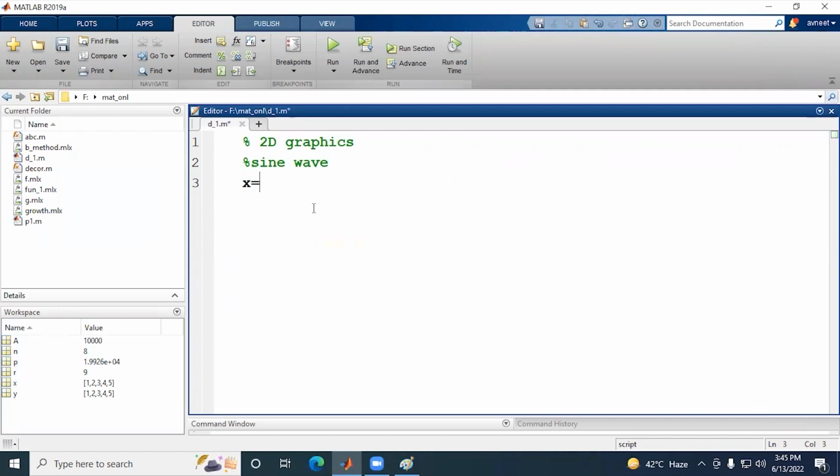Let's say x is equal to 0 colon, which we have done in the initial lectures. This means lower limit colon upper limit. That is the colon in MATLAB. So 0 colon 2 pi, and this is from 0 to 6.28.